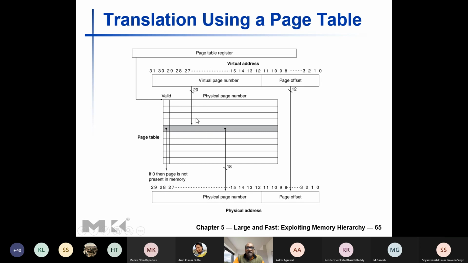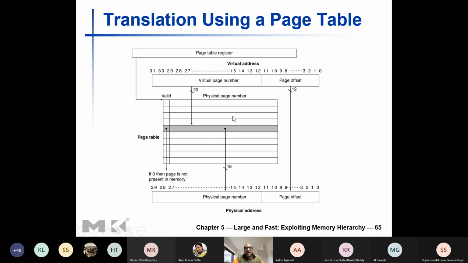So this page table, for each process, also has to be present in the main memory, because the virtual address will be generated, and for translation of the address, the page table is required. The page table contains the mapping information, the virtual page number to the physical page number. So therefore, this page table should also be present in the main memory, so that first we access the page table, and then we check whether the page is present or not.